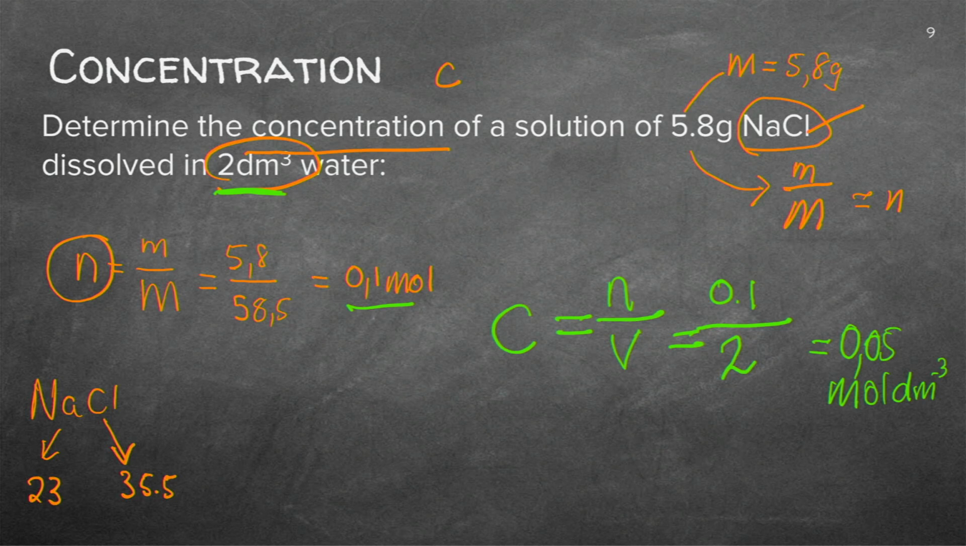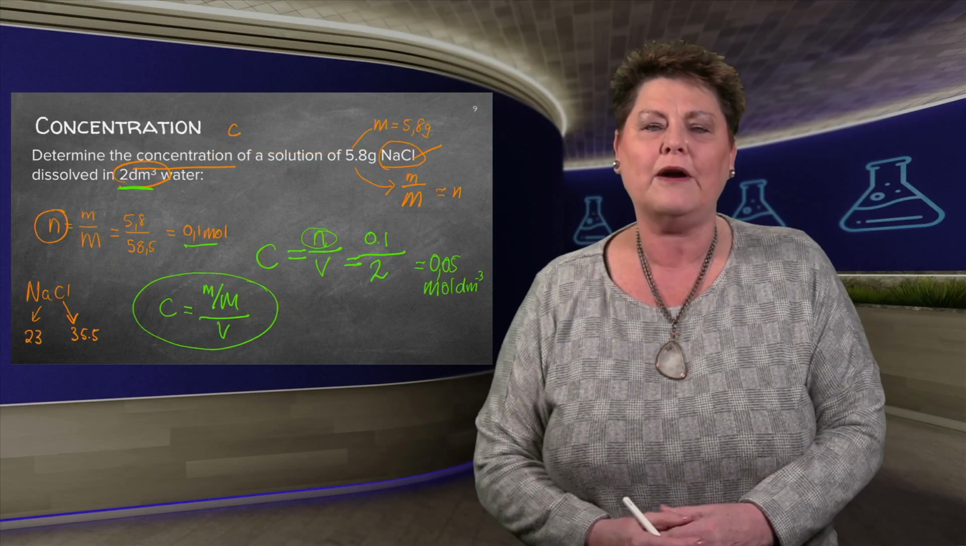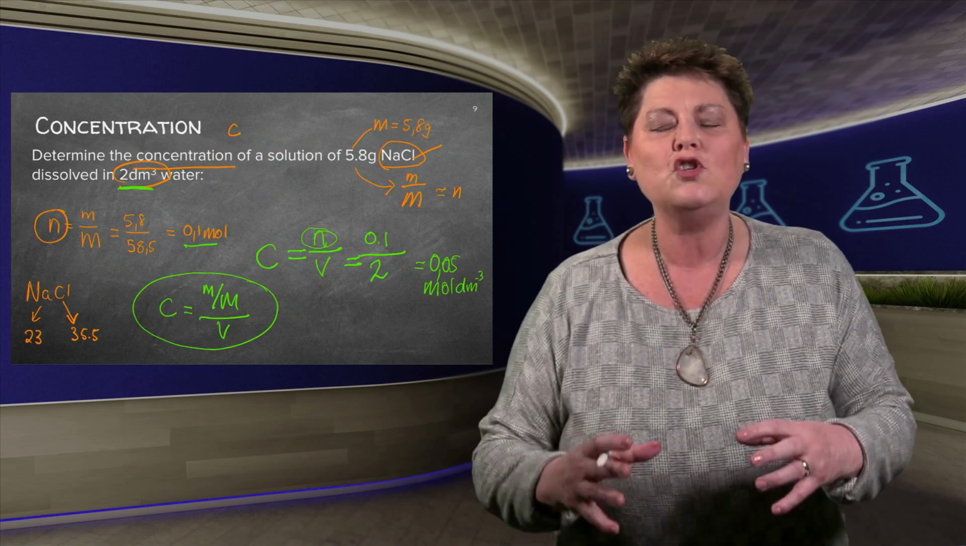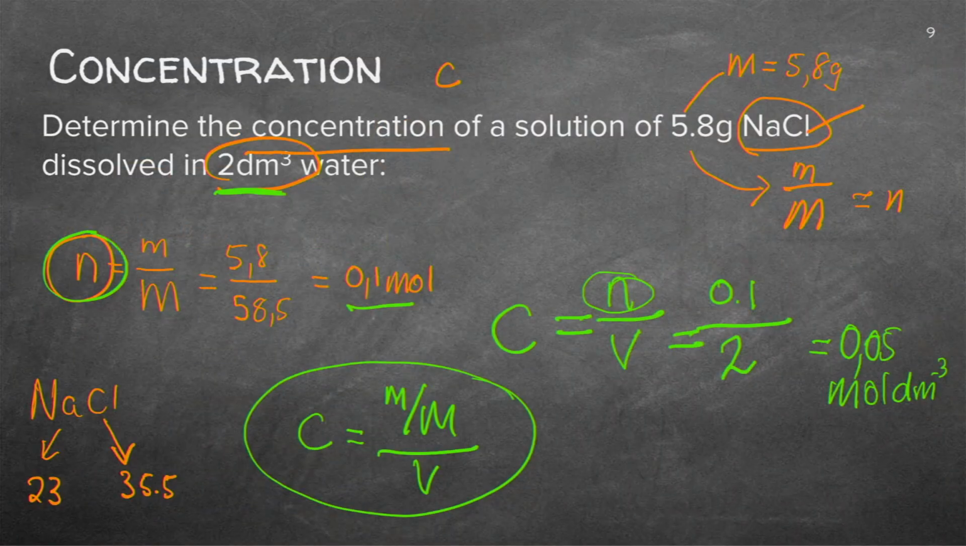Guys, you'll see on your information sheet that you can actually put the C, and you can actually have there the m over M over V. I don't like doing that in the beginning. You can do that later in grade 11 and 12 because it's too much information. So I just calculate the moles, go then to the concentration and get the correct answer.